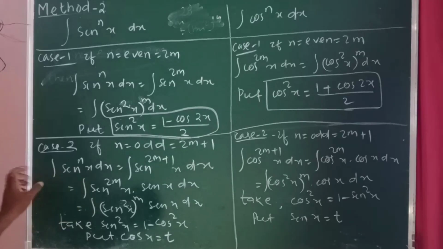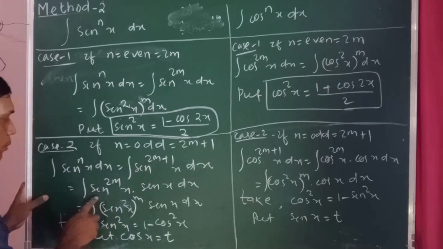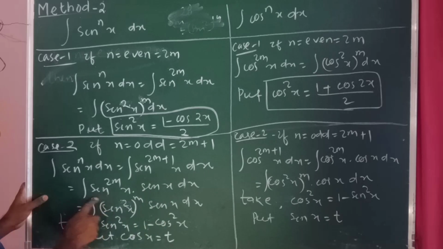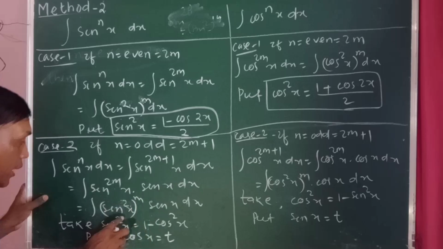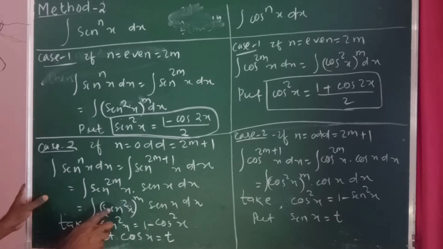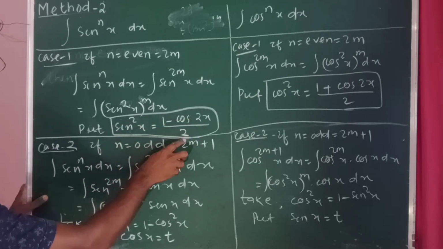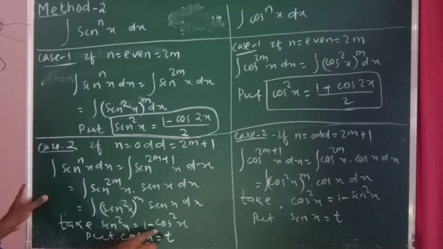So sin to the power 2m plus 1 can now be written as sin to the power 2m into sin x. Now this sin to the power 2m is even, so you can write it as (sin square x) to the power m into sin x. Now again you find sin square. Here put sin square x equal to 1 minus cos square x and take cos x equal to t. Look here, here is sin square and here is sin square, but in the earlier case you put sin square equal to (1 minus cos 2x) by 2, while here you have to put sin square equal to 1 minus cos square x.